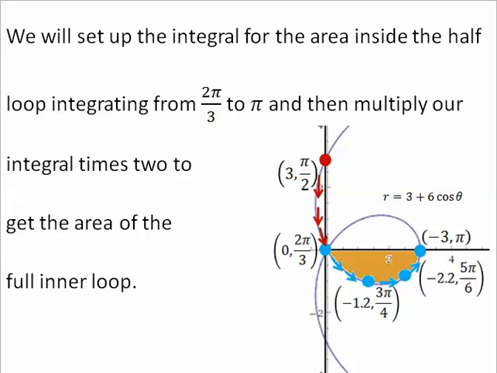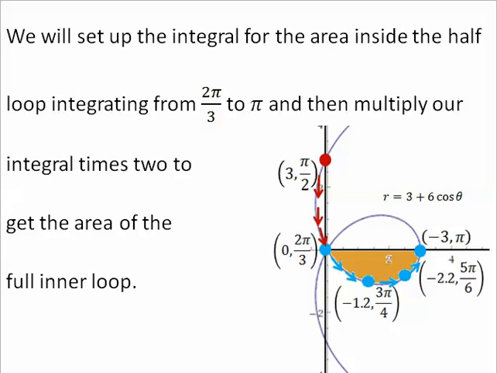Next, we will set up the integral for the area inside the half loop, integrating from 2 pi over 3, where my radius is 0, to the angle of pi, where my radius is negative 3. I will then multiply my answer times 2 to get the area of the full inner loop.